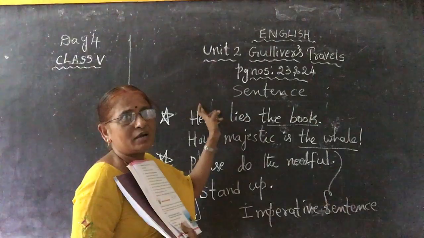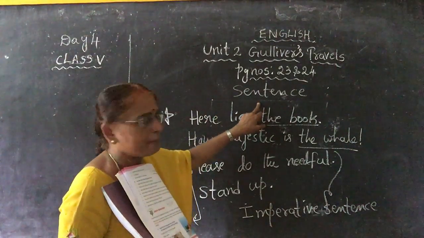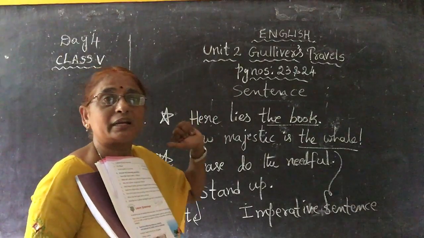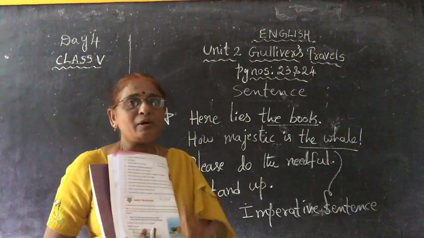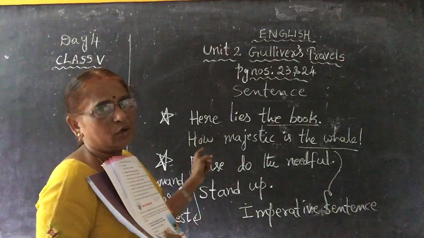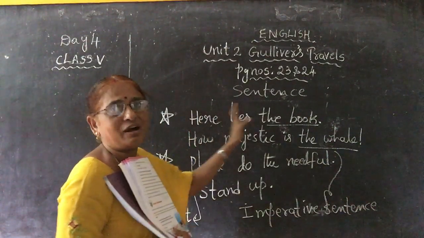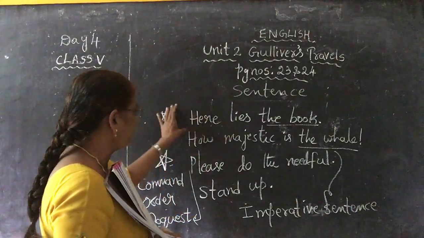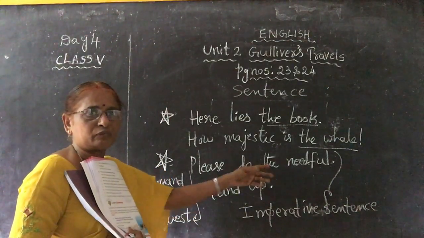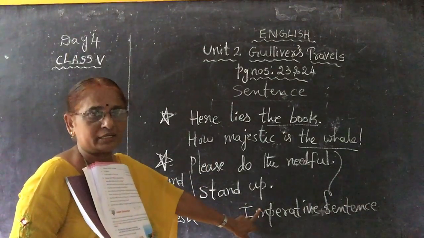So, got it now? The sentence has two parts: one is the subject and one is the predicate. How can we recognize the subject? It is the name of a person, place, animal, or thing. All these come under noun and subject. Be careful. The subject is not always first in all sentences, children. Remember carefully. And sometimes the subject will be left out in sentences. These sentences are called imperative sentences.